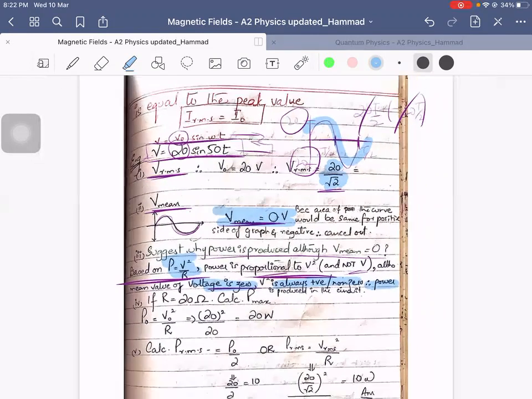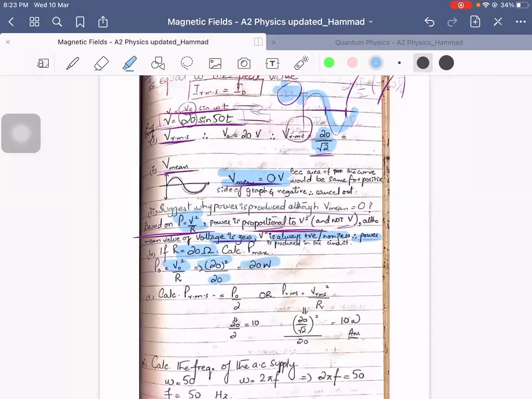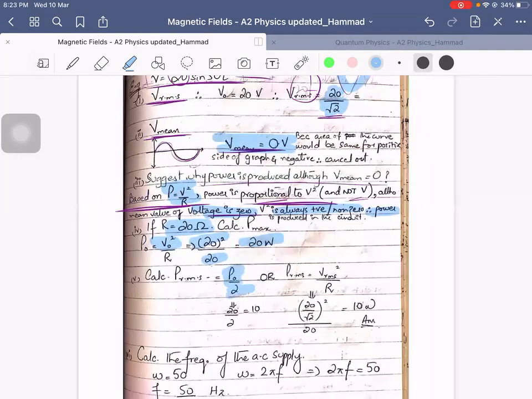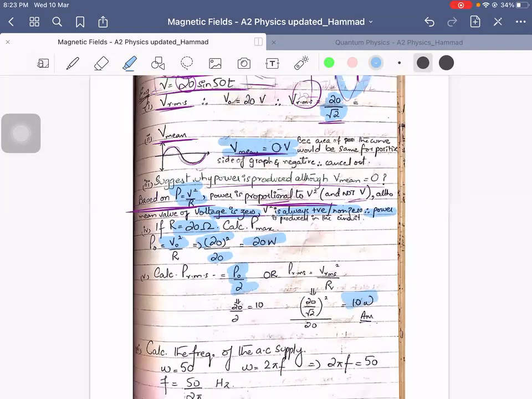If R is equal to 20 ohms, calculate P max. For P max, you need the peak voltage, that is the maximum voltage that could be produced, which is 20. So V naught squared divided by R gave me 20 watts. Calculate P RMS. For P RMS, you simply divide by 2, and therefore you get the value of 10 watts.